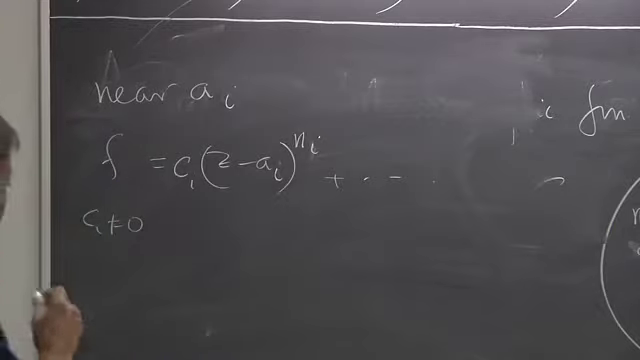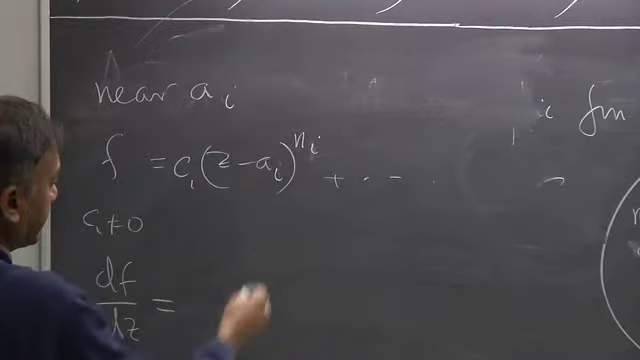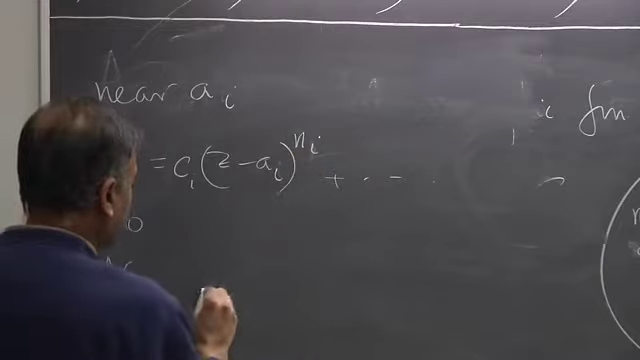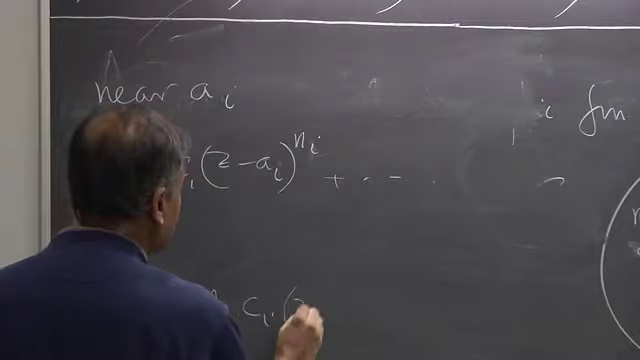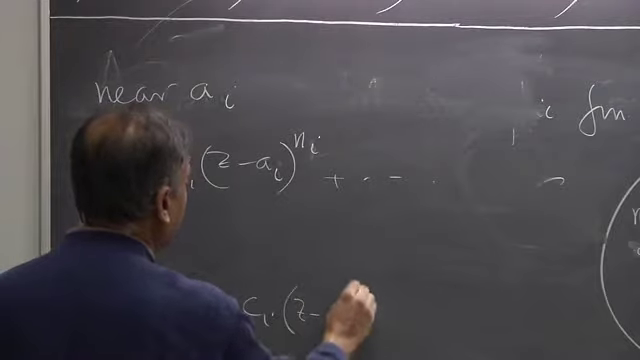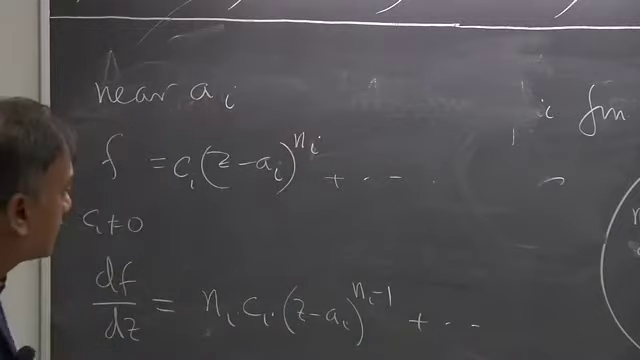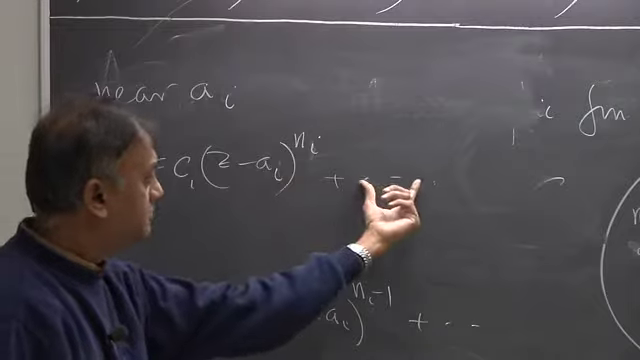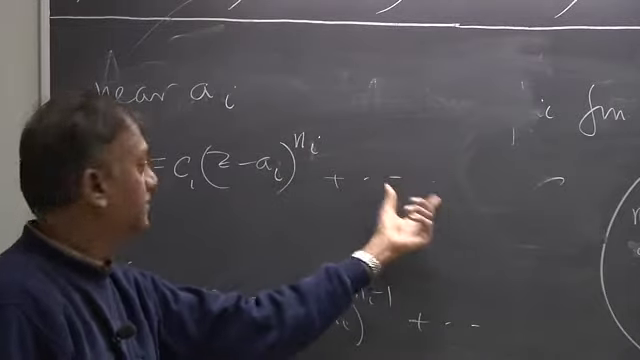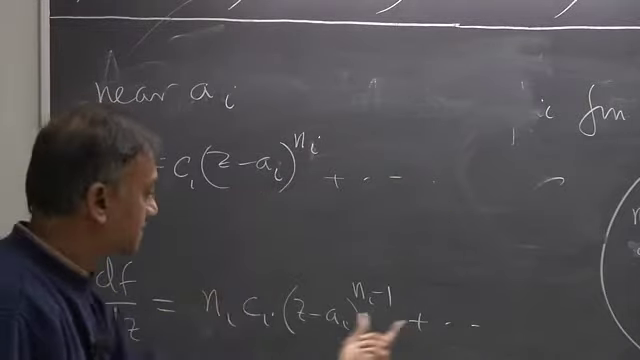Okay. So how will df/dz go? Just start taking the differential. So you'll pick up an ni from there, times ci of course, and z minus ai to the power of ni minus 1 plus higher order terms. Higher order terms in the sense that this is the leading term when z approaches ai, because the next one will be ni plus 1 power. So that will be even smaller than that. Similarly here, the next one will be smaller than that.